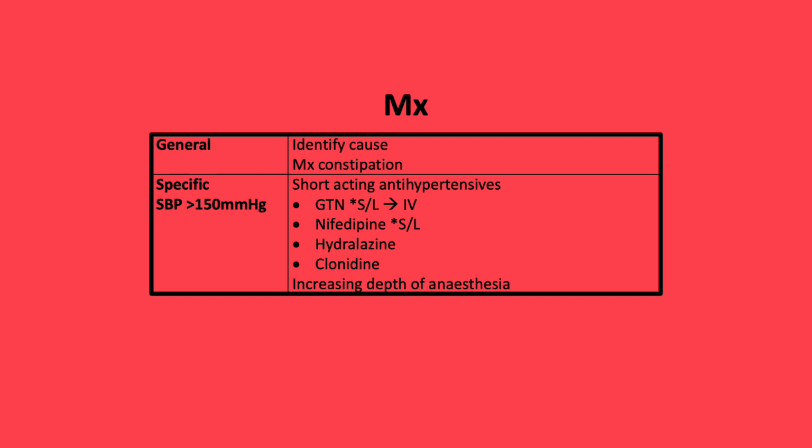The management is based on the underlying etiology, so identify the cause, for example, manage constipation. If the blood pressure is persistently high, you could consider additional agents. Short-acting antihypertensive agents include GTN, nifedipine, hydralazine, or clonidine. If the patient is under anaesthesia, consider increasing the depth of the anaesthesia.